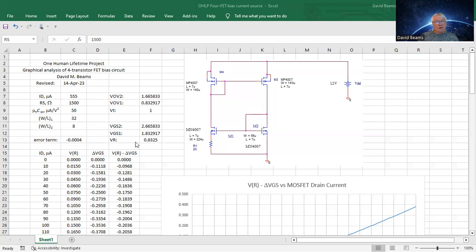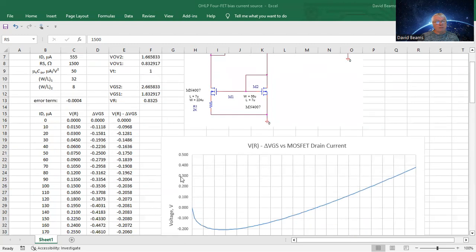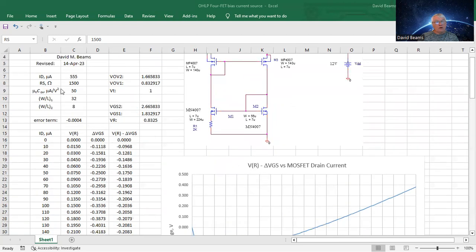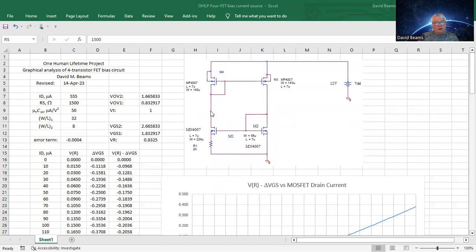Now, there is a second calculation built into this spreadsheet. I have drawn a graph of the voltage across the resistor minus the difference in the gate to source voltages as a function of drain current. That's what these calculations are here. So you can solve for the drain current that would flow in M1 and M2 by simply using these calculations above, maybe by trial and error, changing the value of the drain current.